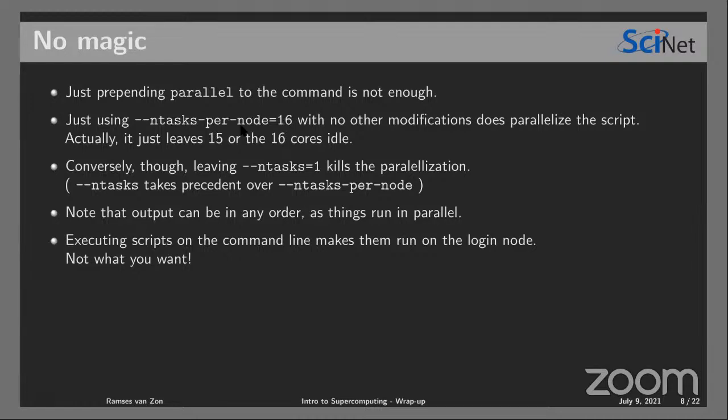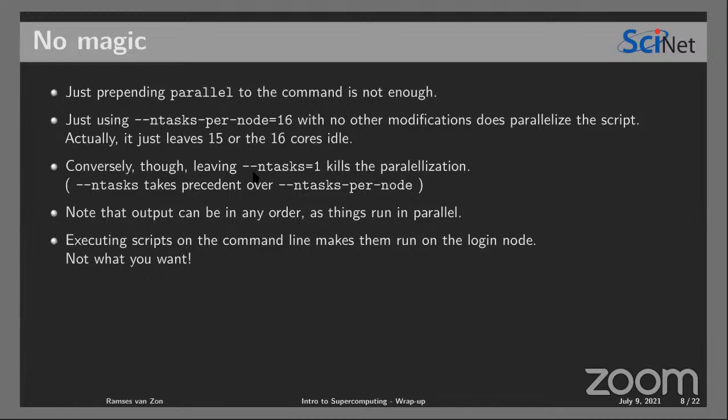If you just ask for ntasks-per-node to be 16, and you did not use the parallel command, then again, it's not parallel. You were getting 16 cores, but you were using just one. So both of them have the same effect of basically no speedup: one, because you're not using parallel, or two, because you're not using the resources.